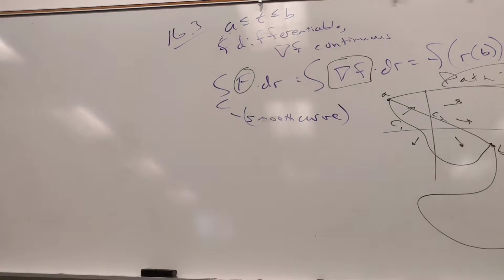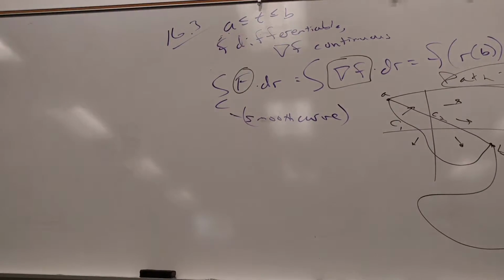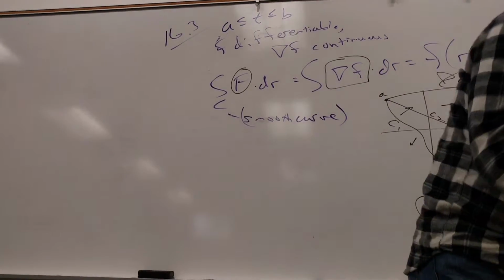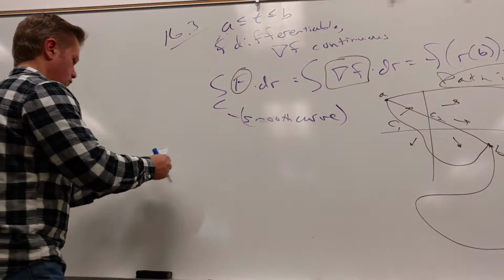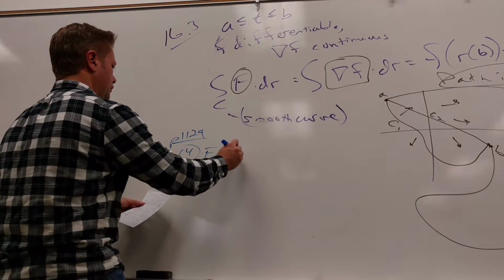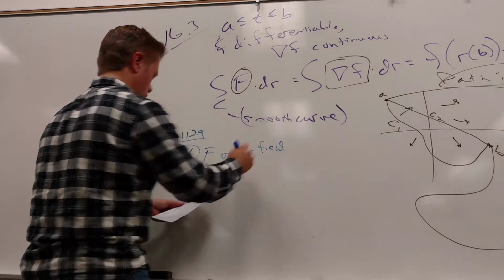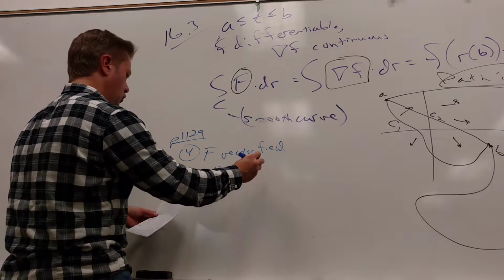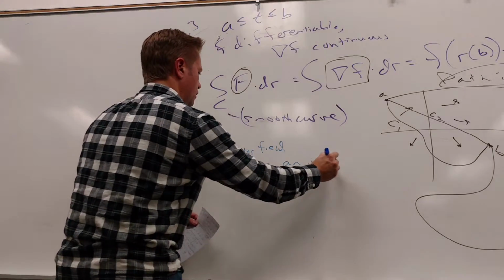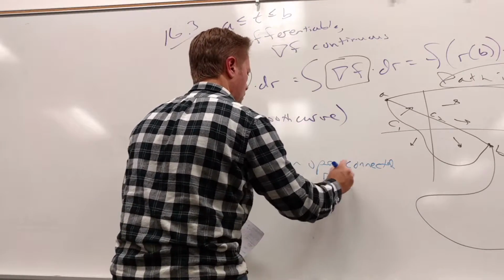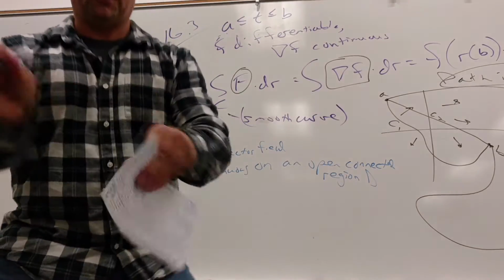So here's another interesting thing. Two theorems in quick succession. I like it. Yes, cool. On page 1129, Theorem number 4 says, suppose F is a vector field continuous on an open connected region. So we got a couple things to talk about. Open connected region D. So let's talk about that for a quick second.